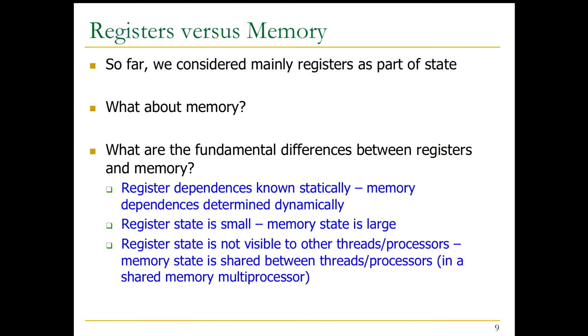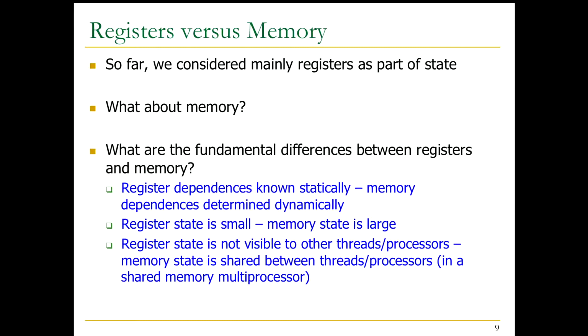And the last one is register state is not visible to other threads and processors. Memory state is shared between threads and processors in a shared memory multiprocessor. We haven't talked about these, but when you put multiple processors together, and if you program them using the shared memory programming model, which we're probably not going to get into in this course, then the registers are not visible to different threads, but memory is visible.